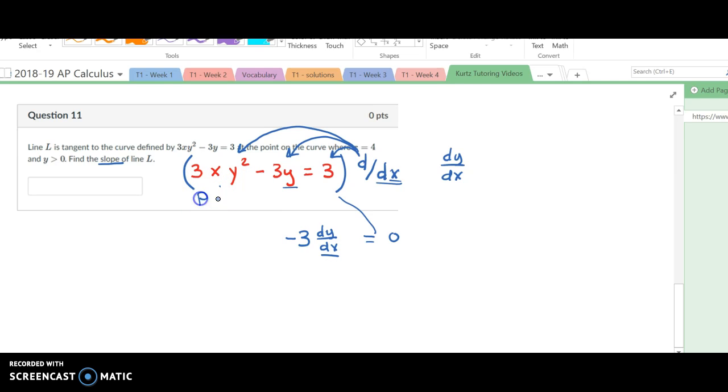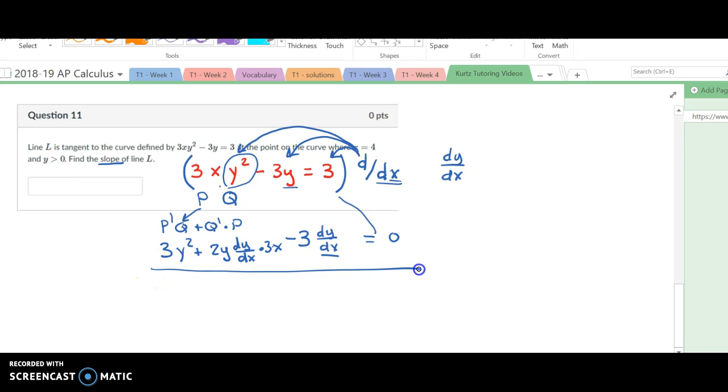And now this is a product rule. So we've got p and q. The derivative of p, or p prime, times q plus q prime times p. Well, q is y squared, plus q prime is the derivative of the y squared term. That's 2y times dy dx, and p is 3x. This is the derivative of that original equation.